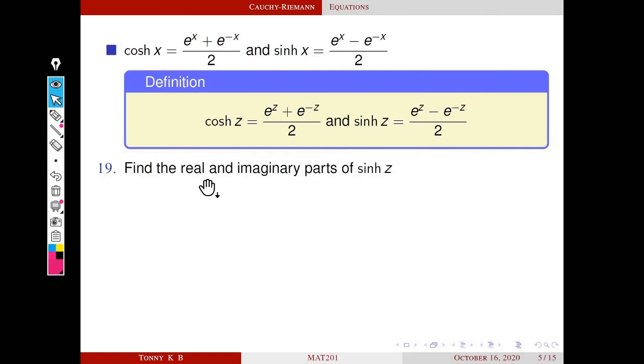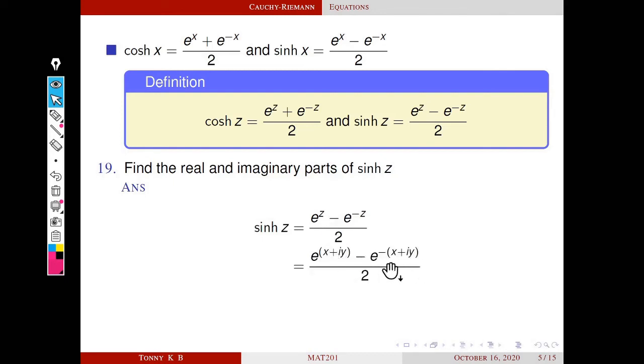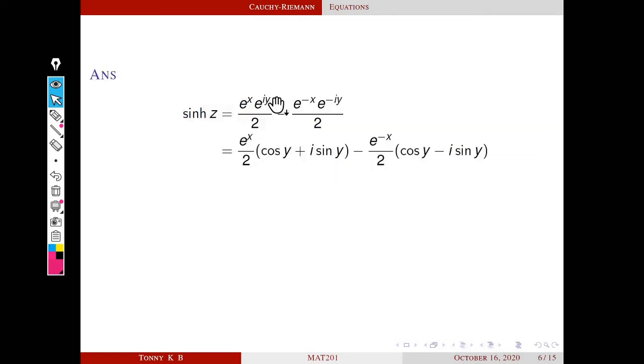Next, we have to find the real and imaginary parts of sinh z. By definition, this is our sinh z and we are replacing z by x plus iy. Then this becomes like this, and e raised to x plus iy becomes e raised to x into e raised to iy, and similarly this one is e raised to minus x into e raised to minus iy. Next we are replacing e raised to iy by cos y plus i sin y using Euler's formula, and this is replaced by cos y minus i sin y.